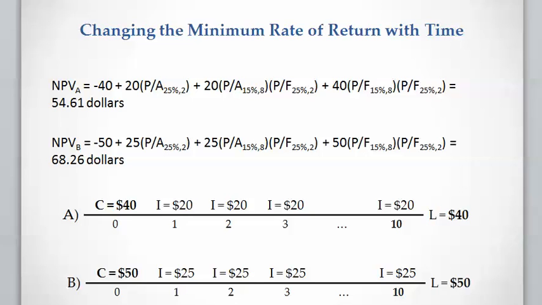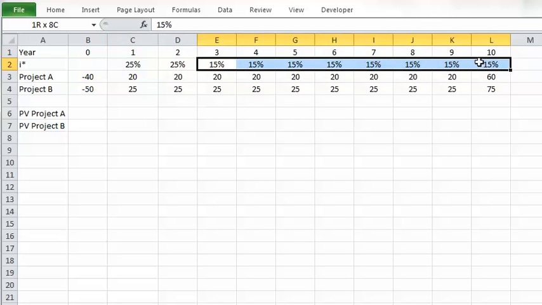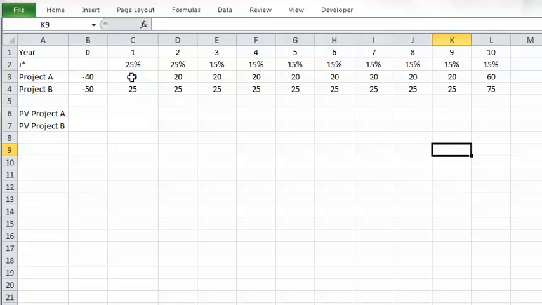So I'm going to show you how we can calculate this in Excel using the other method, calculating the present value of each payment and then adding them together. So I have the cash flow of project A here, cash flow of project B, and I wrote the minimum rate of return here for each year. As we can see, we have 25% for year 1 and 2, and we have 15% from year 3 to year 10. For the last year, I added the salvage to the annual payments of the last year.